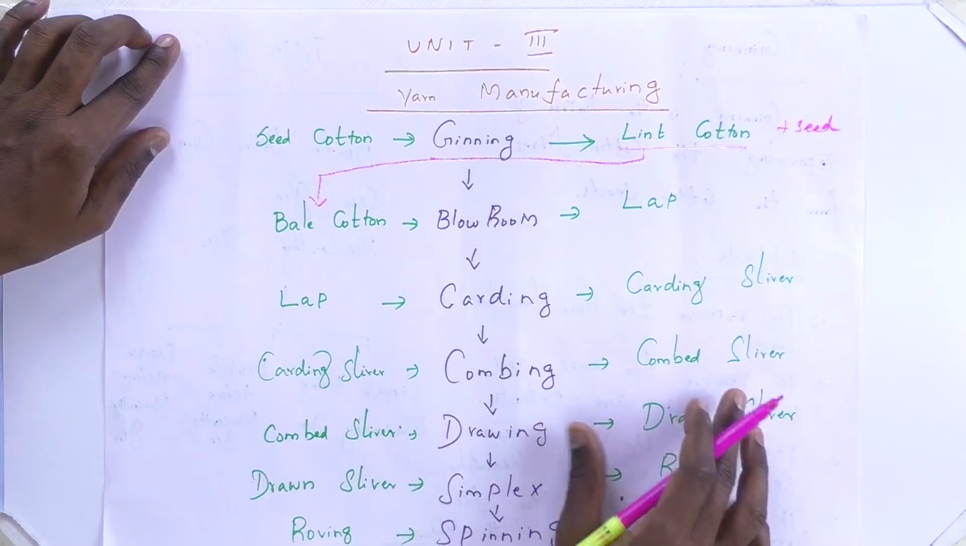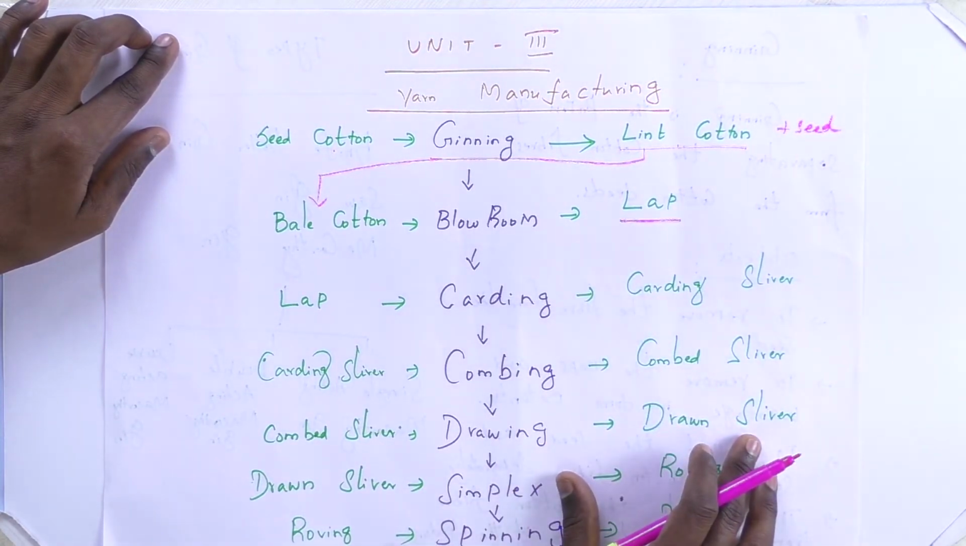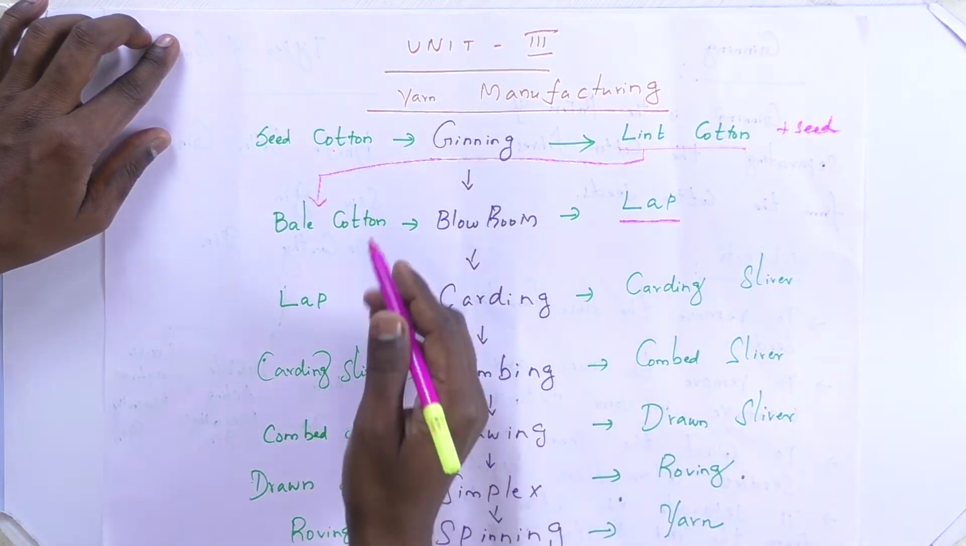The object of blowroom is opening and cleaning. It opens the bale cotton, cleans the bale cotton and produces lap. Lap is the output of the blowroom machine. The weight of the lap may be 20 kg. The lap is the feed material for the carding machine.